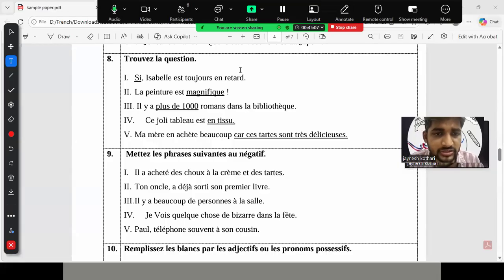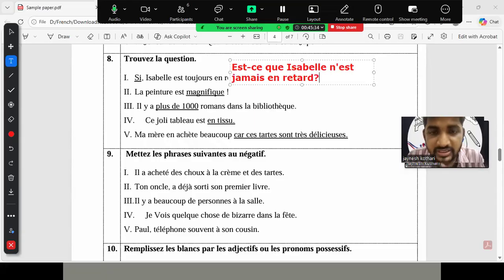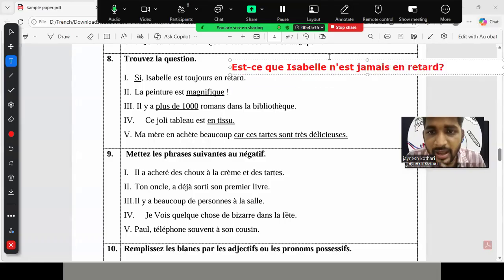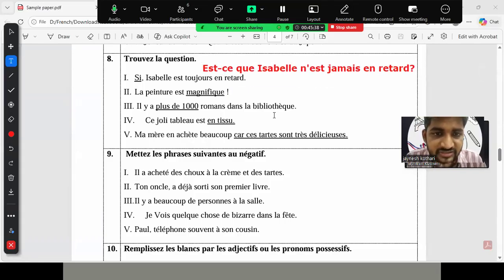Starting with the first one, C. Students, we're going to do a new exercise now. Whenever you have C, okay, trouvez la question. That means you have to ask a question. Whenever you have C, you have to ask the question in negative. Yes, Isabel is always late. So I'm just adding "Isabel n'est jamais en retard?" Is it that Isabel is never late? I'm using a negative question because in the answer they have C. Whenever they have C, you have to ask a negative question.